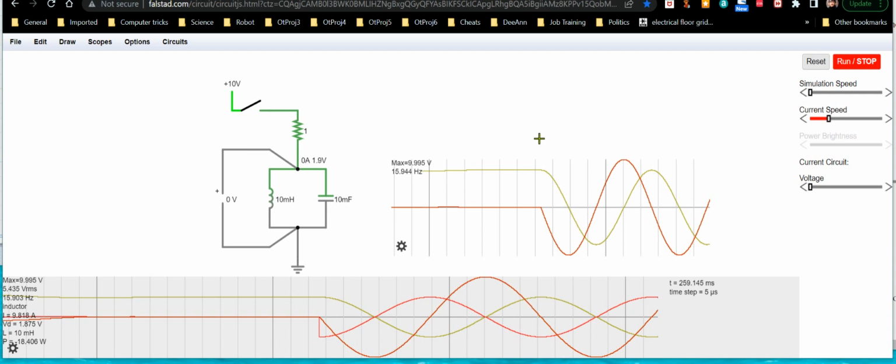But anyway, the first part, I'm going to describe how I have this simulator set up so you can understand what you're seeing here on these waveforms. It's really important you understand how this is connected to these wave shapes.